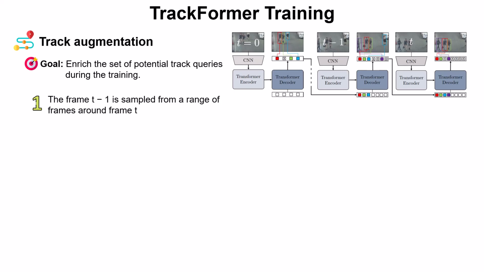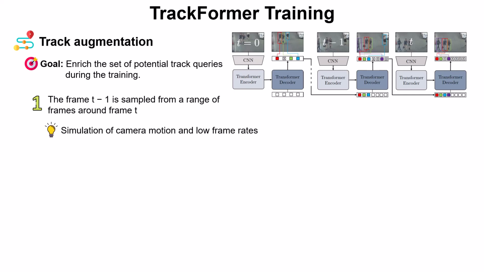The first thing is that the frame t-1 is sampled from a range of frames around time frame t. So when we have 2 consecutive frames, for example the frame t, instead of using the actual previous frame as our previous frame, we are picking one random frame in a range around it. But why do we do that? Because we can now simulate the camera motion and low frame rates.